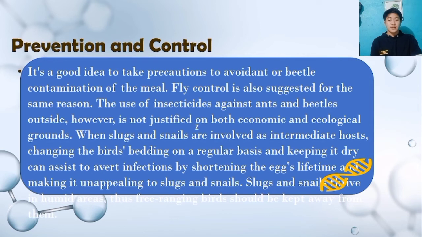Prevention and control. It's a good idea to take precautions to avoid ant or beetle contamination of the meal. Fly control is also suggested for the same reason, but the use of insecticides against ants and beetles outside is not justified on both economic and ecological grounds. When slugs and snails are involved as intermediate hosts, changing the bird's bedding on a regular basis and keeping it dry can help avert infections by shortening the egg's lifetime and making it unappealing to slugs and snails. Because slugs and snails thrive in humid areas, free-ranging birds should be kept away from them.